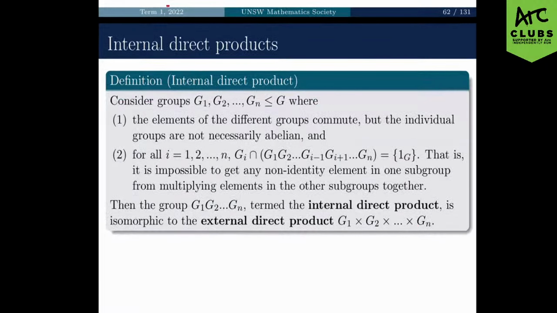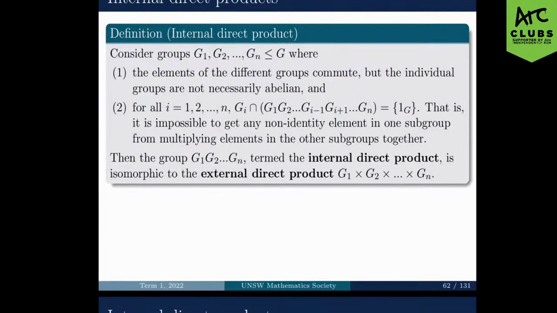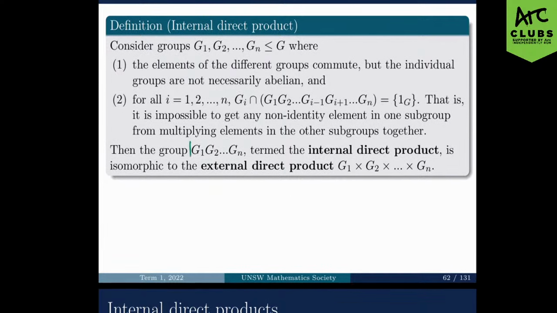Right, and once we've done that, we actually have something called the internal direct product. The way we form that is simply by doing this. So it's going to be the set G1 down to Gn, and that's going to be equal to the set this.